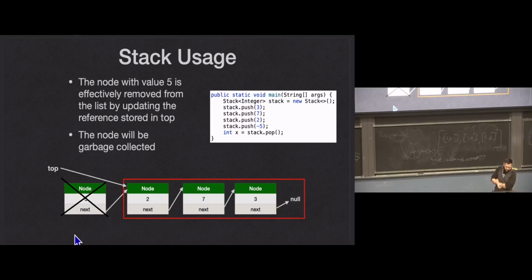What's the difference between push and append? Append adds to the end of the list. Push is going to be the same as prepend, which adds to the beginning of the list.